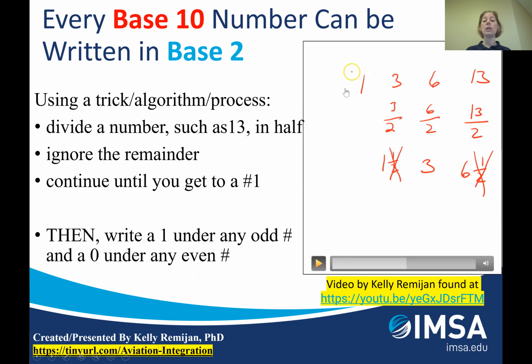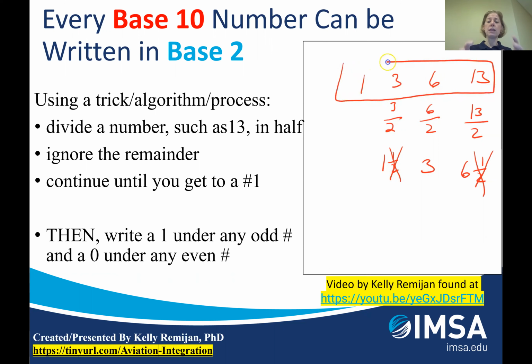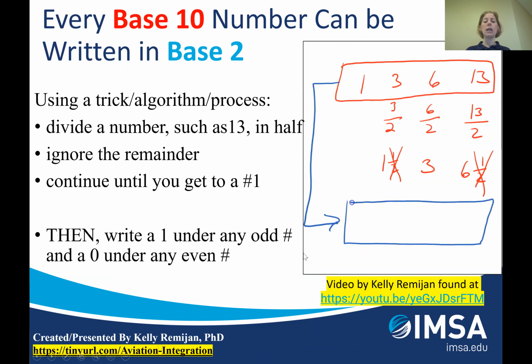And then once you end up with 1, what you'll be able to do is take these series of numbers, and under any odd number, we're going to put a 1. And under any even number, we're going to put a 0. So this is odd, odd, even, odd.